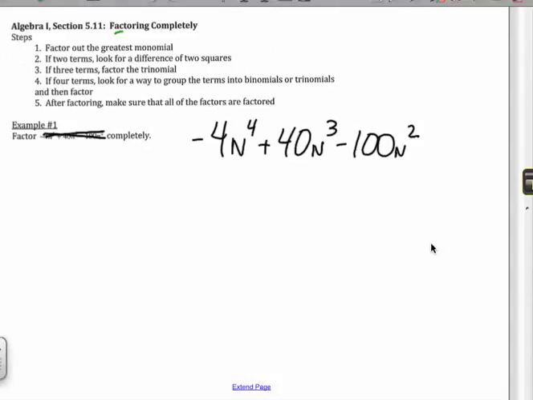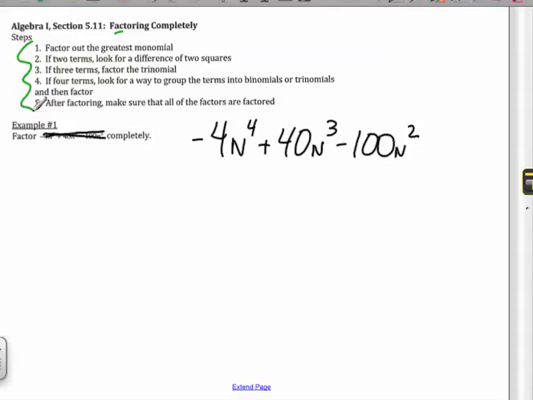Gentlemen, what I need you to do is, I had a typo on here. You can just scratch out the polynomial that it has there. It was supposed to be negative 4n to the fourth plus 40n cubed minus 100n squared. Now guys, this pattern you need to get and memorize. It's really not something you memorize. I mean, you just need to know the order in which you look at stuff.